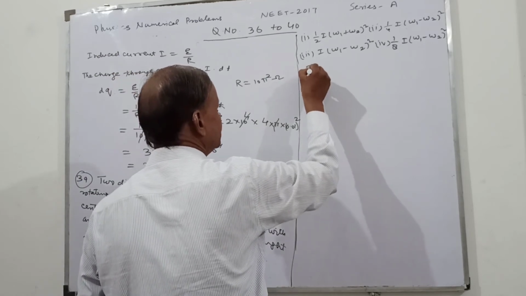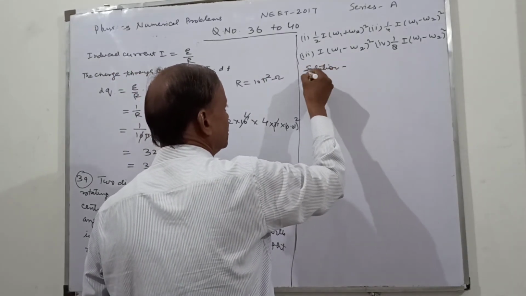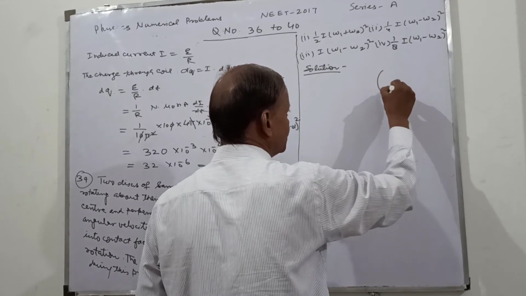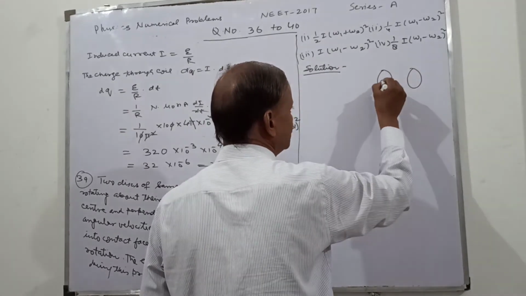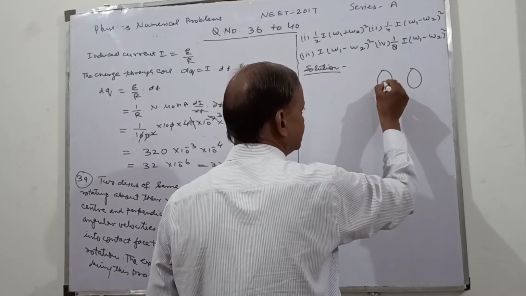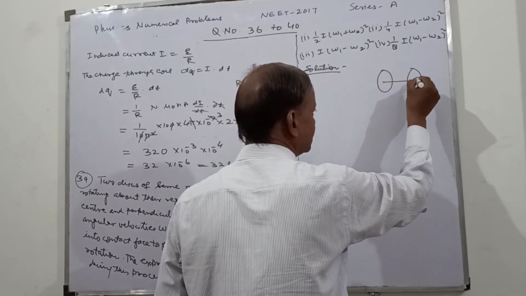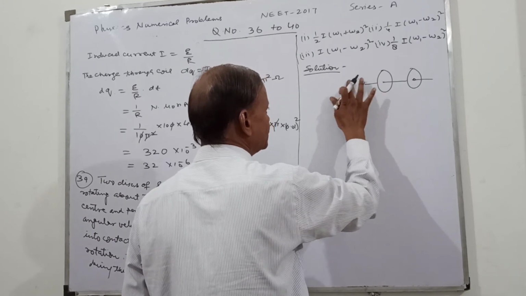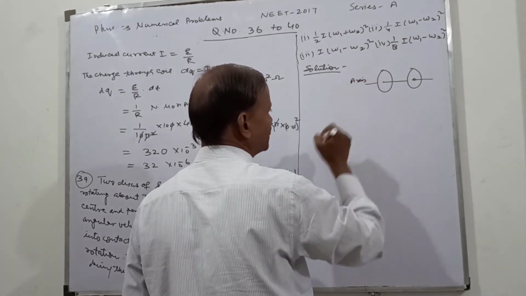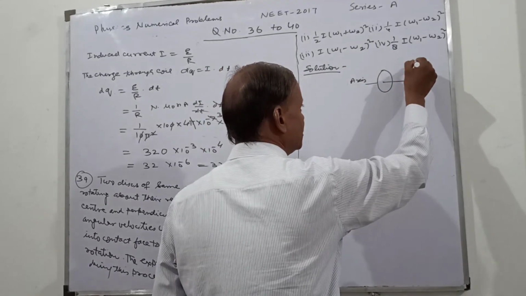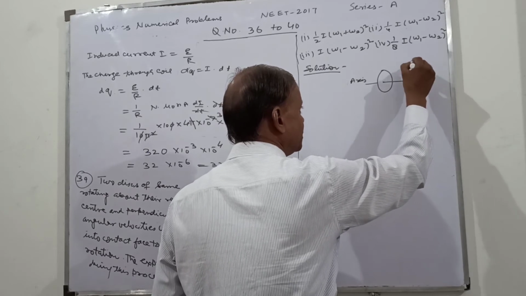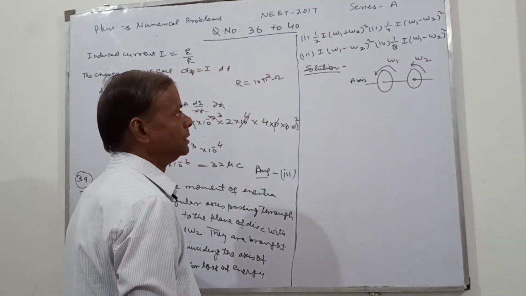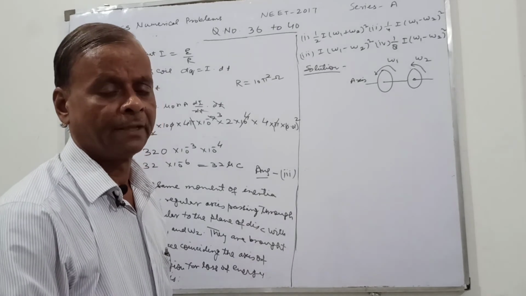So now the solution to this one is: what is given is that these are two discs, and this is the axis. They are rotating, this one with angular velocity omega 1, and this one with omega 2. Now they are brought in contact with each other. Then what will be the loss of energy?